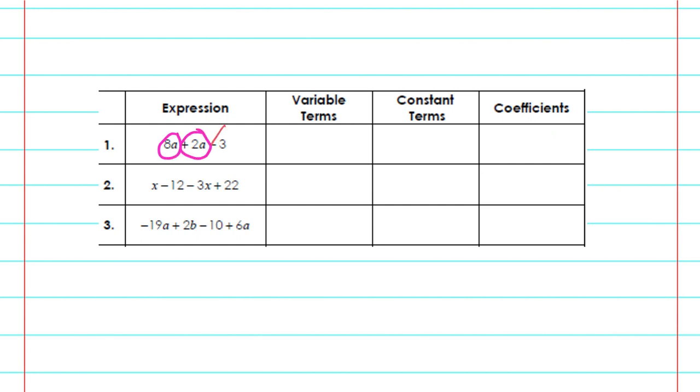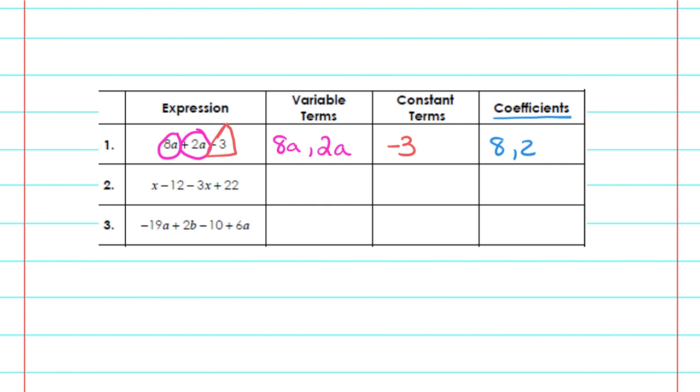This doesn't have an A, so let's give it a triangle. So my variable terms, I have 8A and I have 2A. For my constant terms, I just have one constant, and it was negative 3. And then remember, coefficient meant the number in front of the variable. So the coefficients then are 8 and 2.